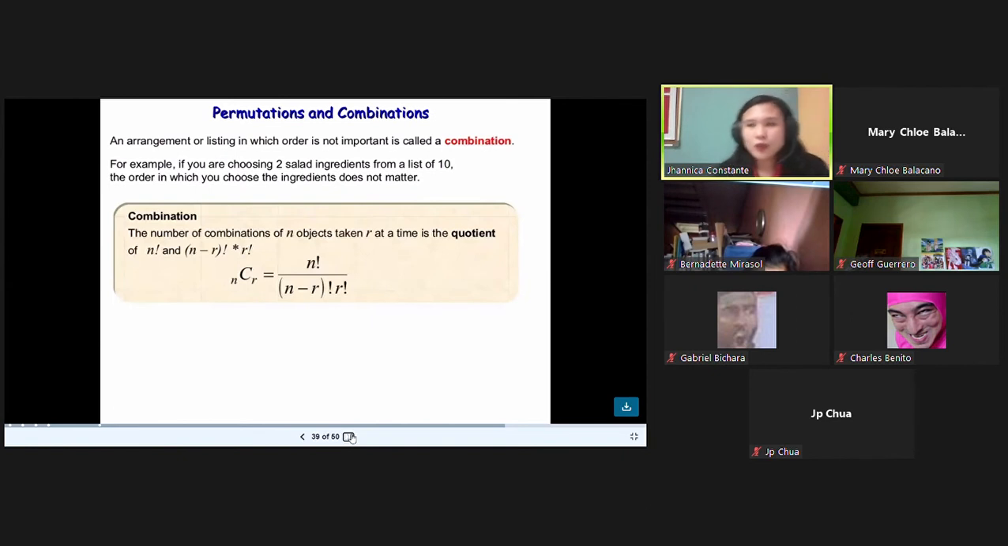We have the formula for combination, which is n factorial over n minus r factorial times r factorial. In your scientific calculator, that is nCr, the combination. The meaning of n and r is the same: n stands for the total number, and r stands for the selected number. That is the formula for combination.